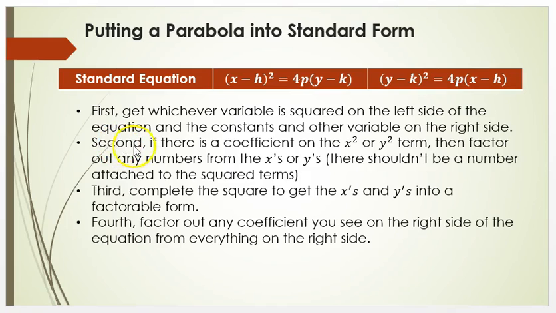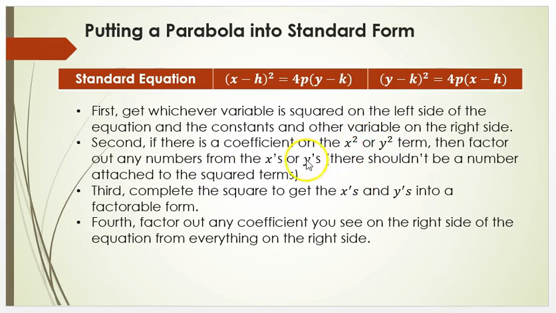The second step is to look at your x squared or y squared term and see if there's a coefficient on it, like if you have a 2x squared or a 5y squared. There shouldn't be a number on the x squared or y squared. If there is, you need to factor that number out or divide everything in the equation on both sides by that number to get rid of it. You can't complete the square if there's a number attached to these squared terms.